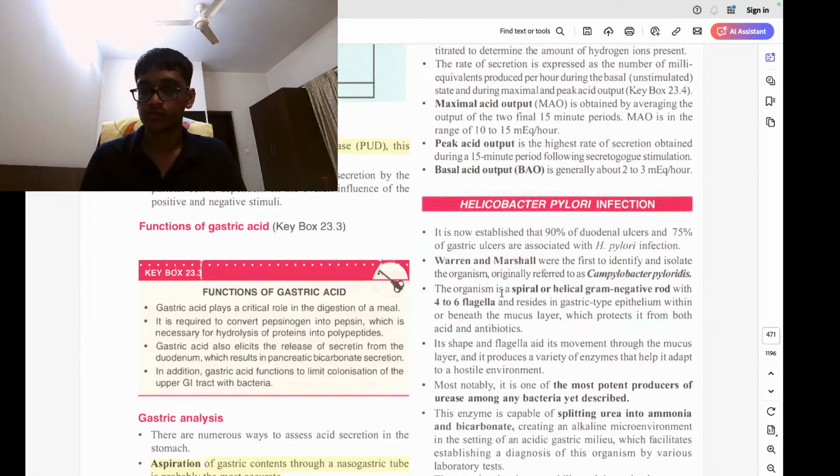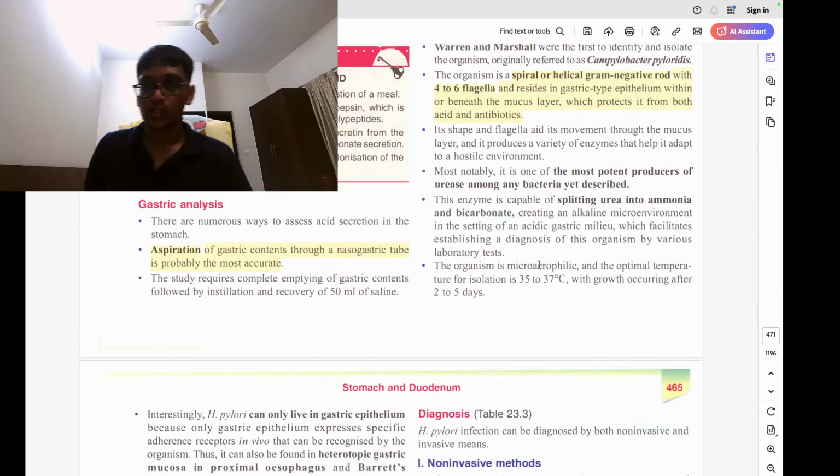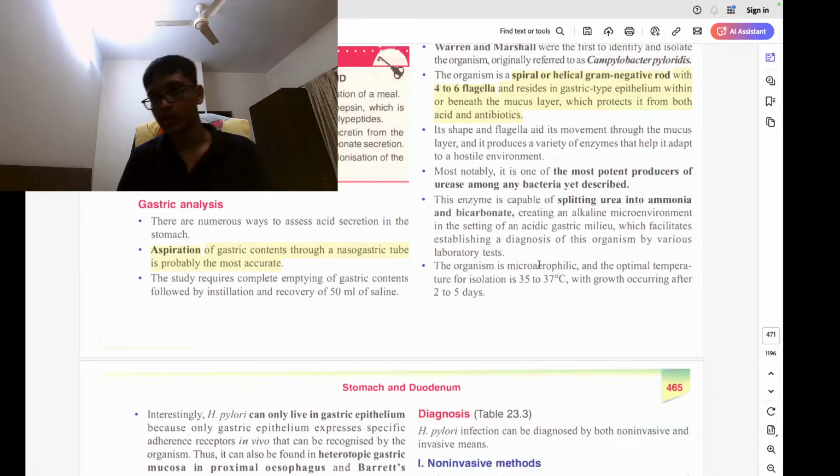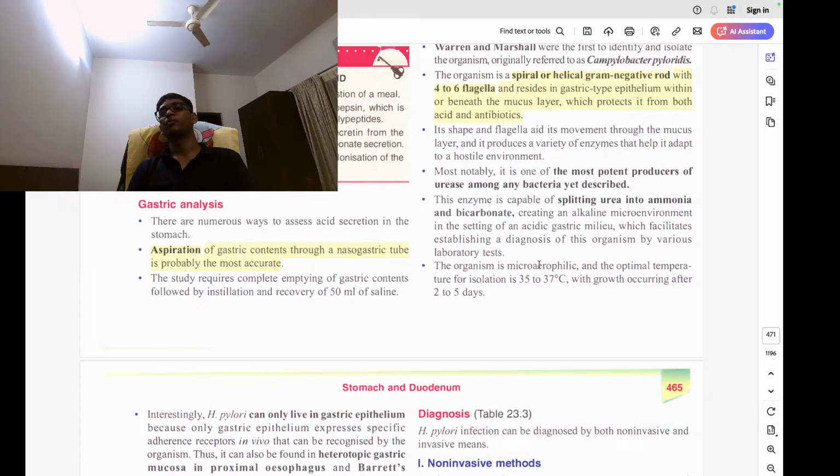It is a spiral or helical gram-negative rod with flagella, found on gastric-type epithelium within or beneath the mucous layer, which protects it both from acid and antibiotics. 90% of duodenal ulcers, 75% of gastric ulcers. Its shape and flagella aid its movement through the mucous layer, and it produces a variety of enzymes that help it adapt to a hostile environment. Most notably, it is one of the most potent producers of urease among any bacteria yet discovered.